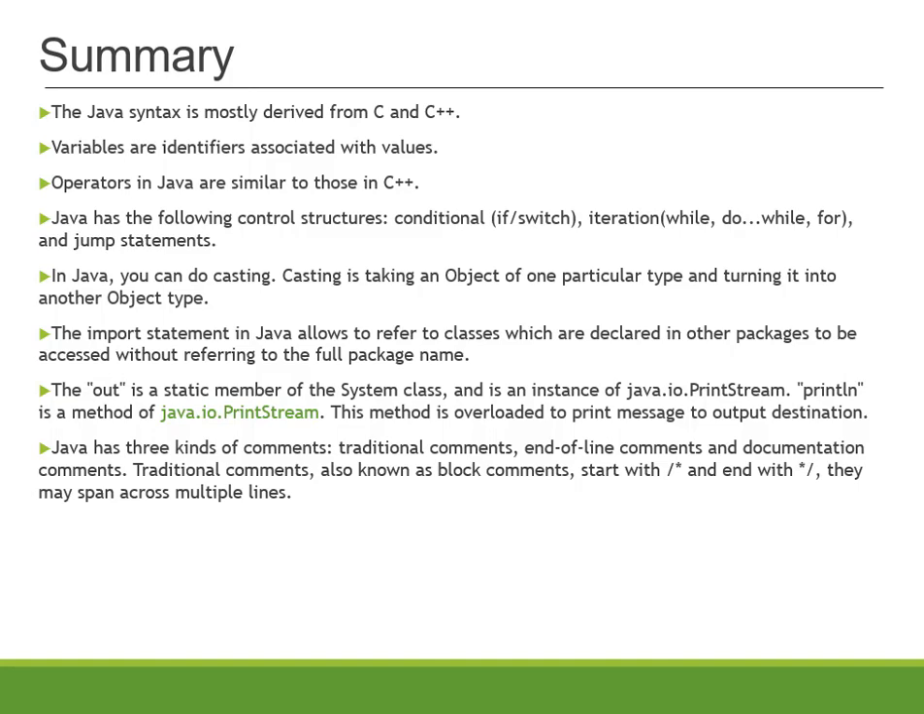The import statement is used to reference other classes and other packages. You do not need any import statement if you are willing to always refer to java.util.List by its full name, and so on for all other classes. Out is an instance of java.io.PrintStream. Println is a method of java.io.PrintStream. There are three types of comments: traditional, end of line, and documentation. And this concludes our Coding in Java lecture.